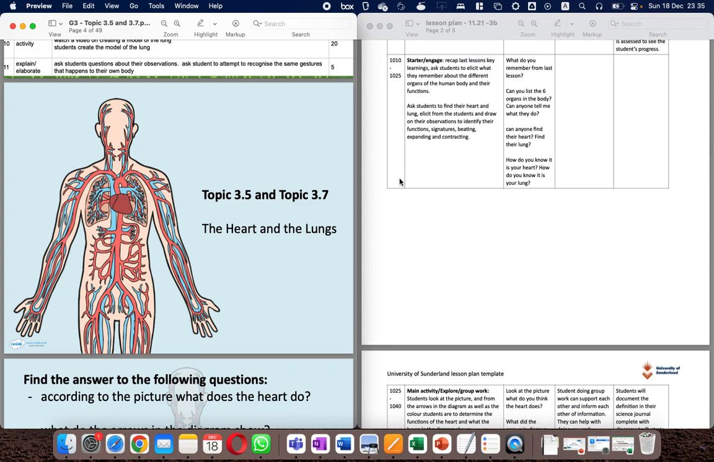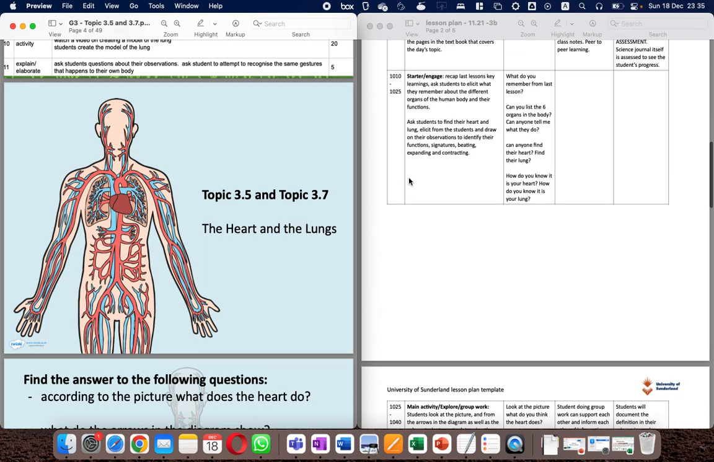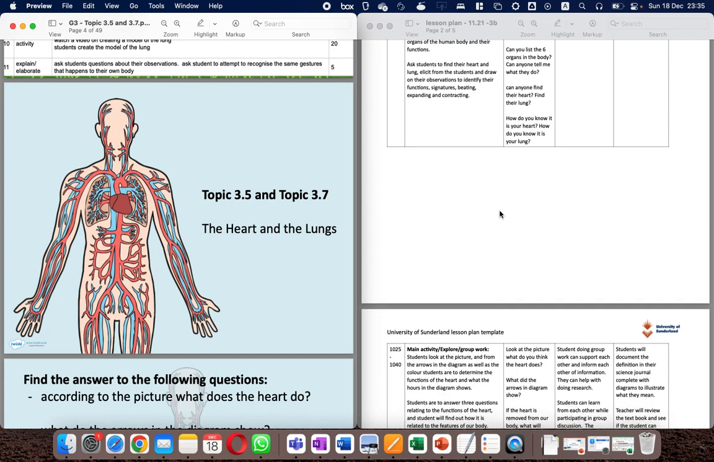We want to ask students to find their heart and lung, and they are going to ask questions like, how do you know this is your heart? How do you know this is your lung? Starting with the heart, they're going to identify things like it beats, and it beats very steadily. The lung, you can notice because it expands and contracts.